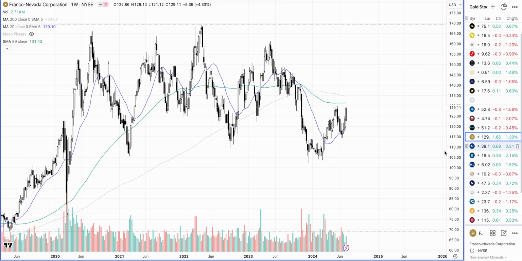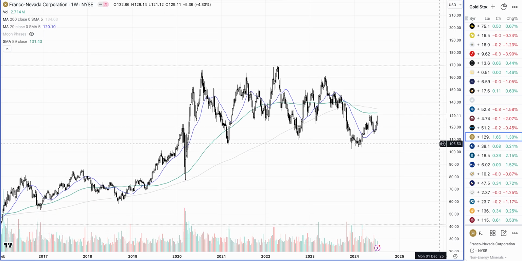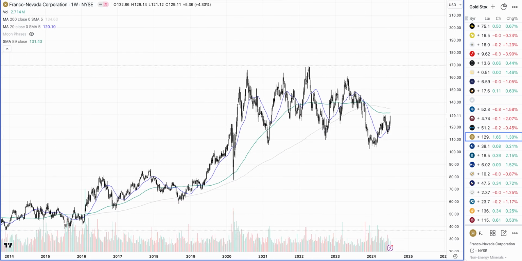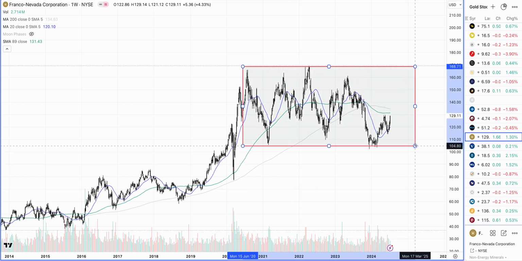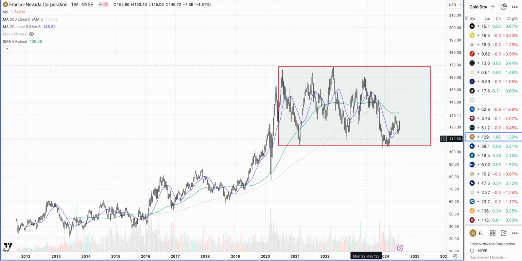All right, so this is Franco-Nevada. This is a royalty stock, and that's why you see it's higher priced as well. Now this one has been in a pretty long consolidation for quite some time. So let me actually draw a box like this. It has come and tested the bottom of the range. Now it's in the middle of the range, but the chances are it wants to go and test the high of the range. So yeah, keep on watching this one.